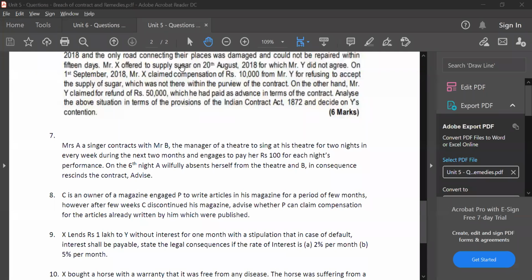Okay, so let me discuss the questions. A is a singer who contracts with B, the manager of a theatre, to sing at the theatre for 2 nights every week during the next 2 months. B engages to pay her ₹100 for each night's performance. On the 6th night, A, who is supposed to sing, willfully absents herself from the theatre and in consequence B rescinds the contract. Advice. This question has 2 parts, guys. First, let us see from the viewpoint of the singer what she will get. Next, let us see from the viewpoint of the manager what he can claim.